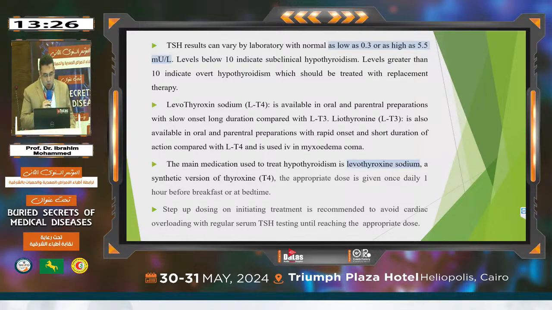The main medication used to treat hypothyroidism is levothyroxine sodium, a synthetic version of T4. The appropriate dose is given once daily, 1 hour before breakfast or at bedtime. Step-up dosing when initiating treatment is recommended to avoid cardiac overloading, with regular serum TSH testing until reaching the appropriate dose.